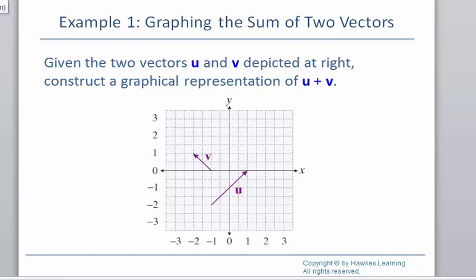Okay, so let's look at an example. Example 1 says that we are given two vectors, u and v, shown in the picture, and we want to construct a graphical representation of u plus v. So to begin, we're going to write each of the two vectors in component form.